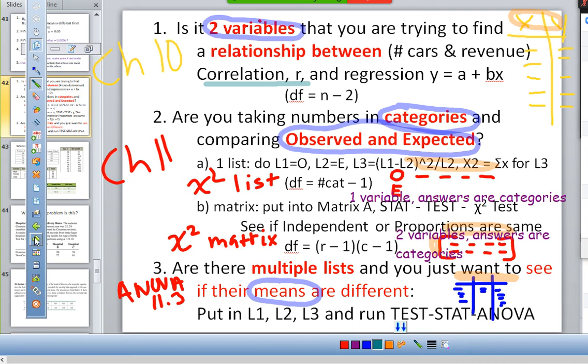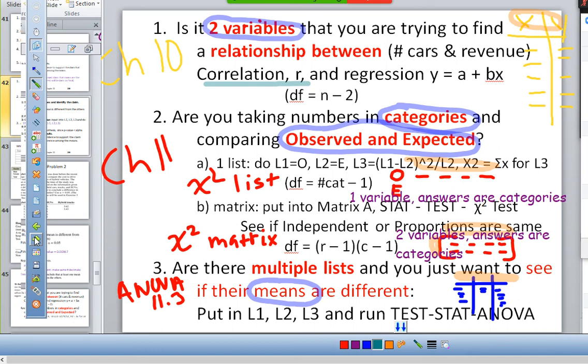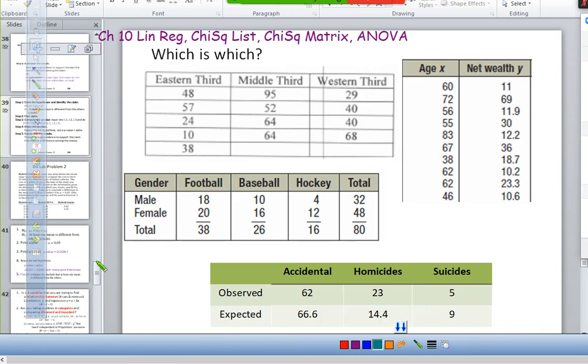Okay, so we're going to move on. I want you guys to take a look at this and decide which of these pictures is which. One is chapter 10, linear regression, one is a chi-squared list, one is a chi-squared matrix, and one is ANOVA. So take a look through them and decide which is which. Take 30 seconds on your own, go.